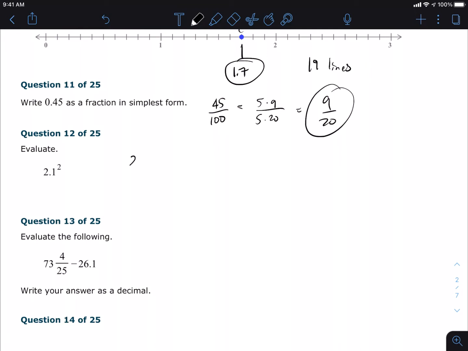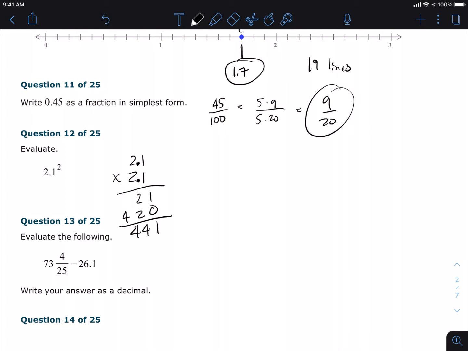Number 21. It's 2.1 times 2.1, so I'm going to actually show this. 1 times 1 is 1. 1 times 2 is 2. Now I have my 0. Now I'm going to go 2 times 1. That's going to be 2. And 2 times 2 is 4. So I'm going to get 4, 4, 1.